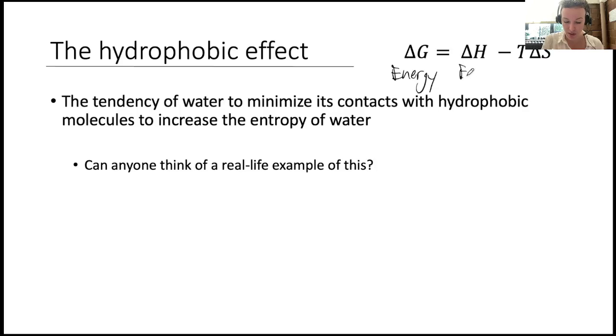Delta H, enthalpy, and delta S, entropy, with T being temp, which is a constant in this equation. So the hydrophobic effect, which is probably new to everyone, is the tendency of water to minimize its contact with hydrophobic molecules in order to increase its own entropy, the entropy of water.